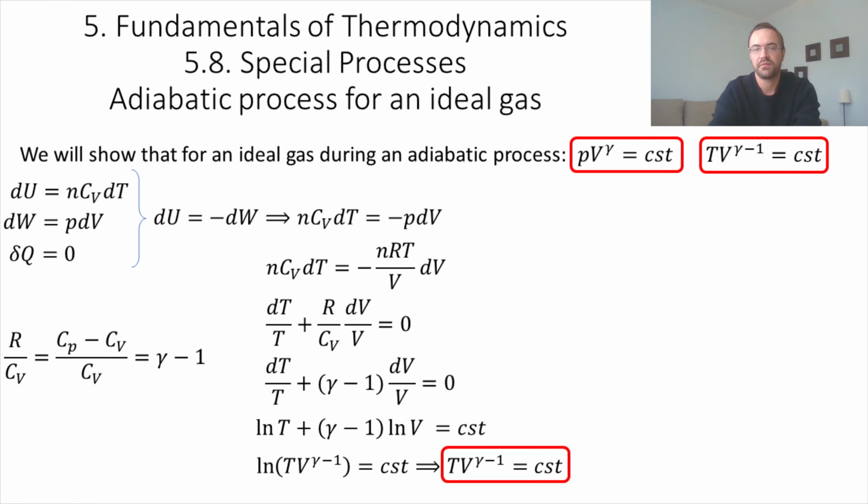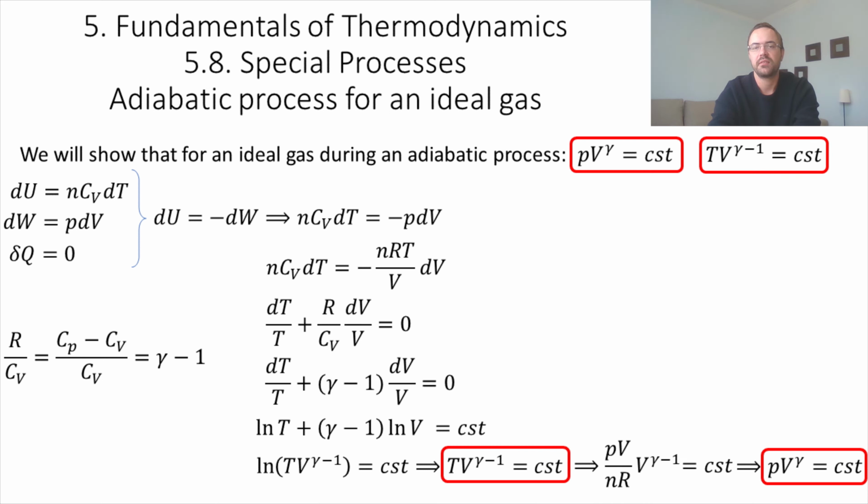Again, you see that if the volume increases, then the temperature decreases. And if the volume decreases, then the temperature increases. Right? This relation just tells you exactly how T and V are related. Now, to get the relation between P and V, then you can replace T by PV over nR. And so you have PV times V to the power gamma minus 1. And this gives you that PV to the power gamma is equal to a constant.